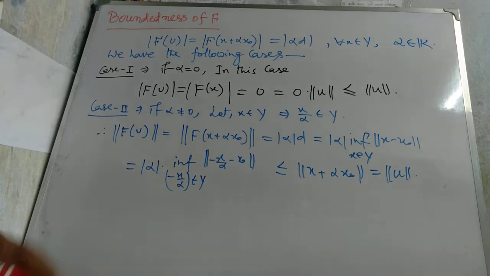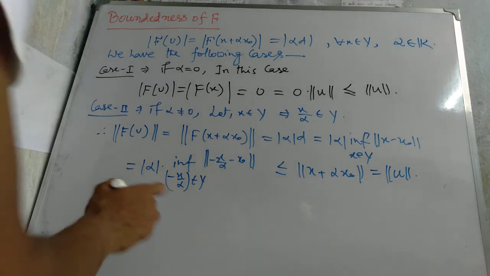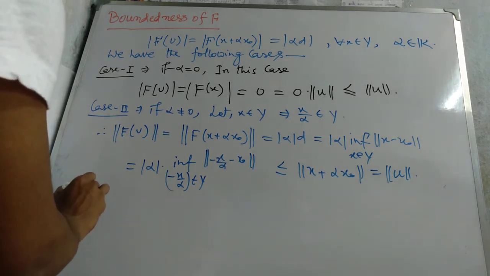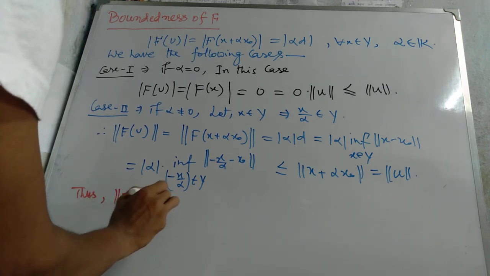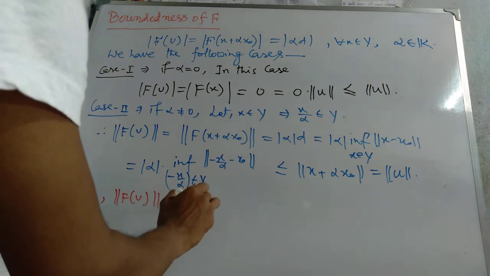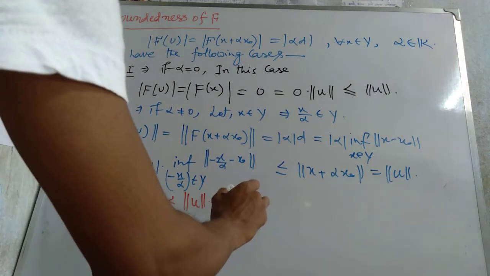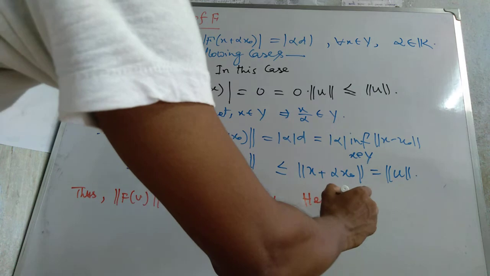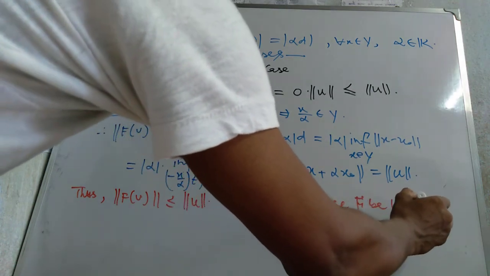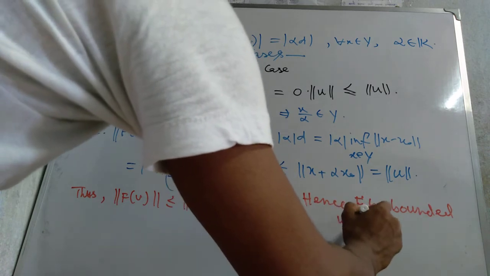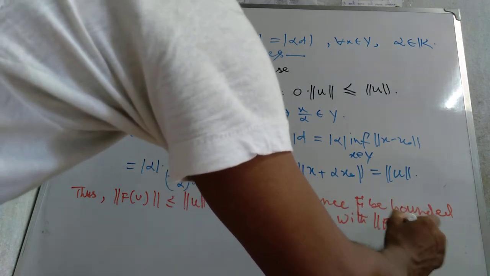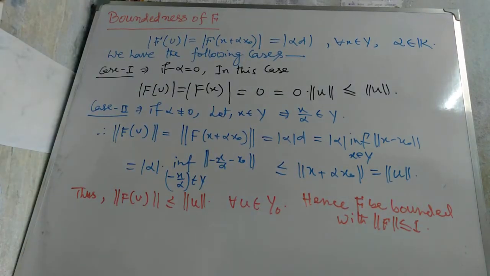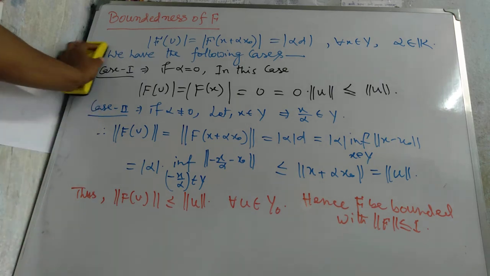Then what we find? We find that norm of fu is less than or equal to norm of u, for all u belongs to Y0. Hence f is bounded, with norm of f less than or equal to 1. Now we are going to further discussion about that. So it is this portion.